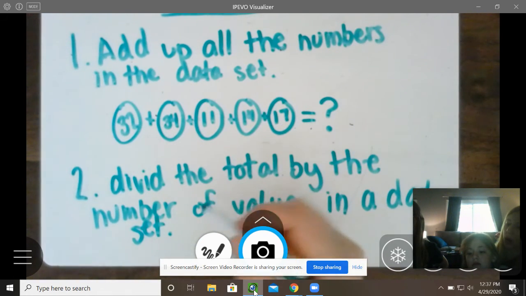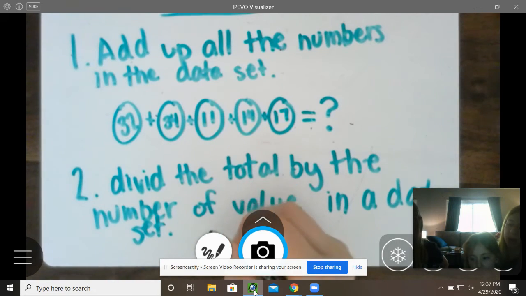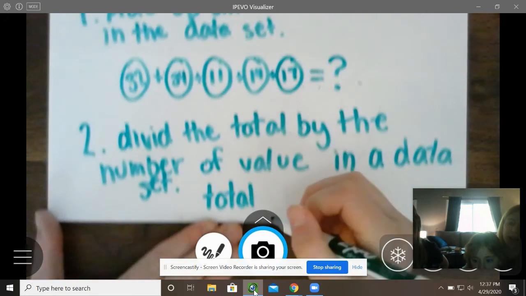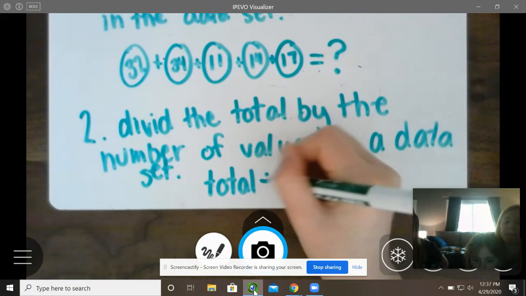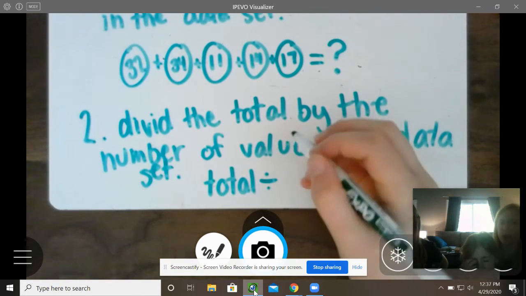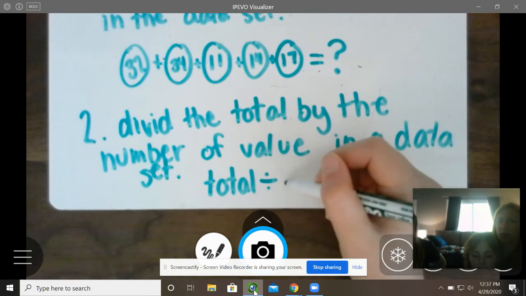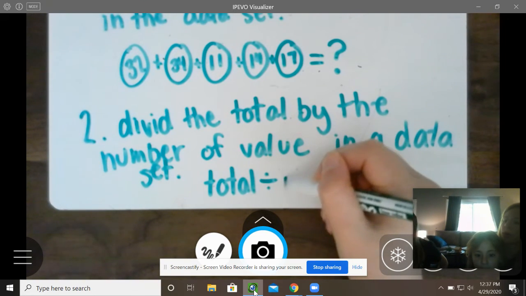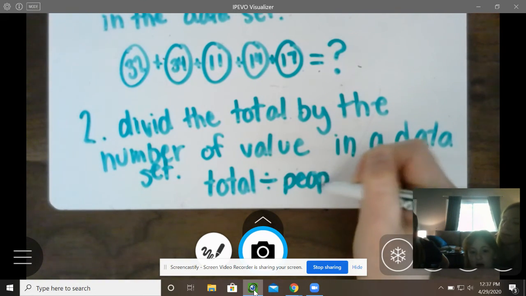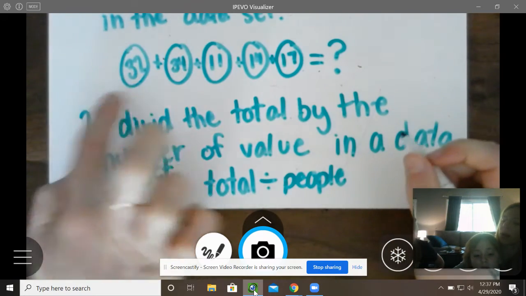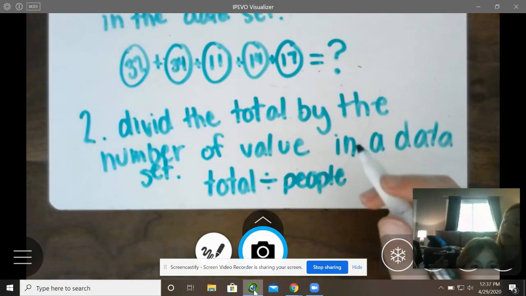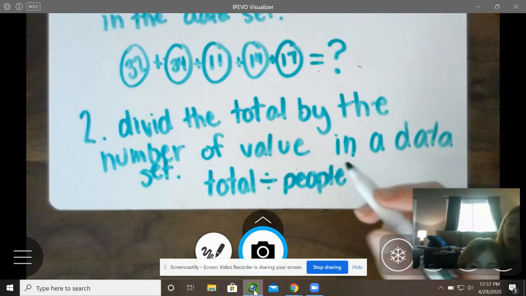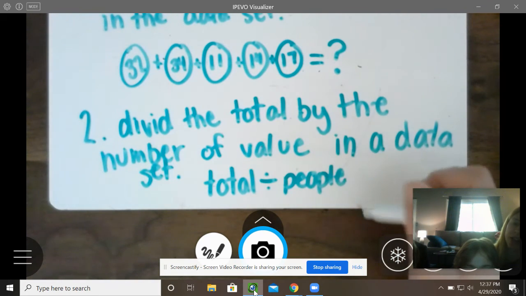So you would take the total, you can just write total, divided by, so we want that division sign. And then how many people did we survey? How many people were in those circles? How many were here? 5. So you take that total and then divide by 5. And that's your mean and that's your average.